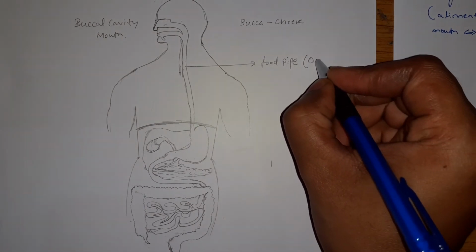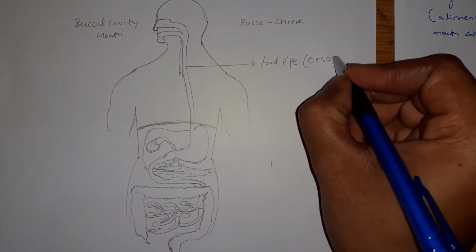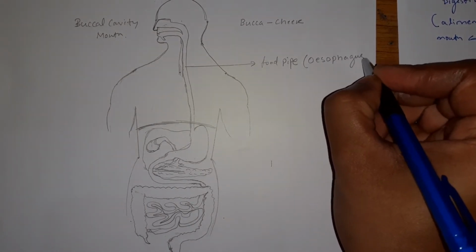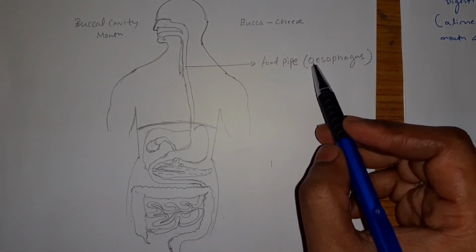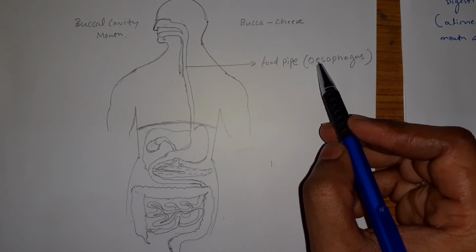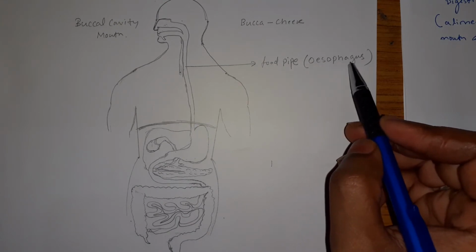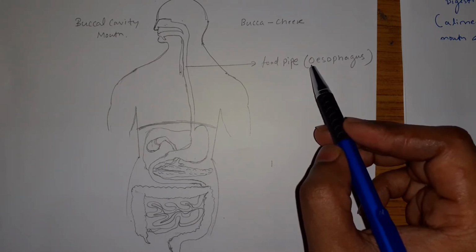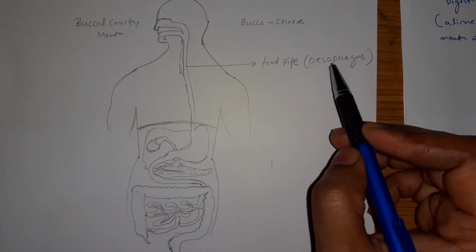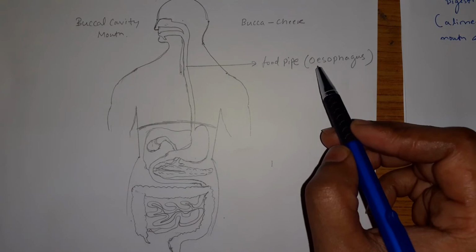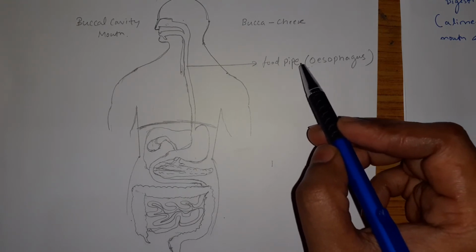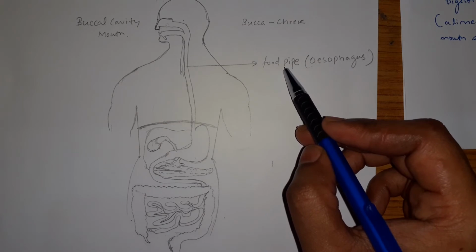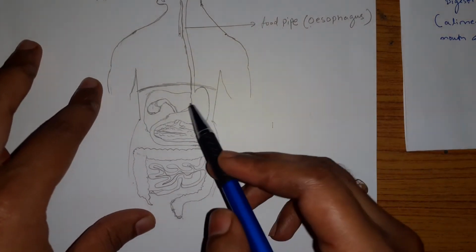Esophagus spelling is OESOPHAGUS, but the O is silent here. Try to remember this. We start this pronunciation from E, esophagus. Don't pronounce it as oesophagus. If you pronounce it as oesophagus, it is wrong. Pronounce it as esophagus. Esophagus is another name for food pipe. That's it.